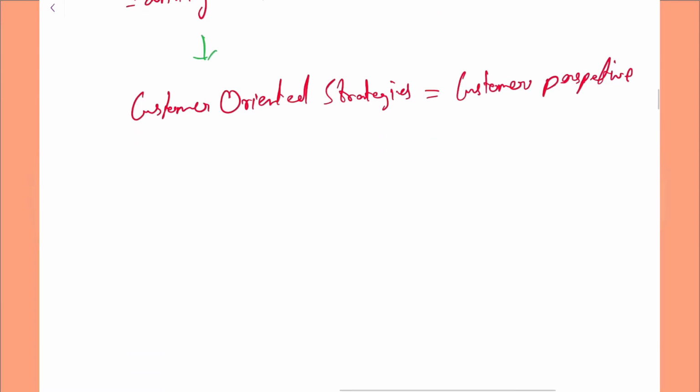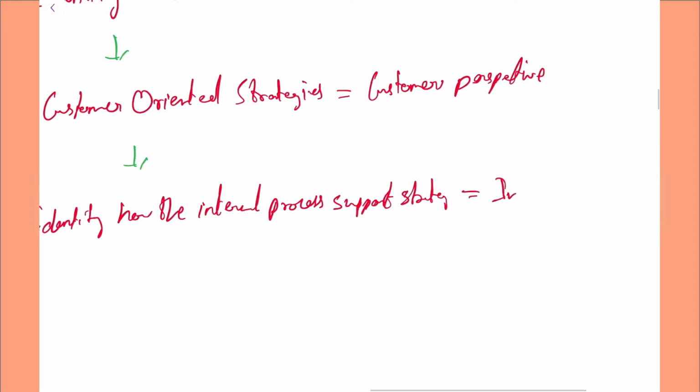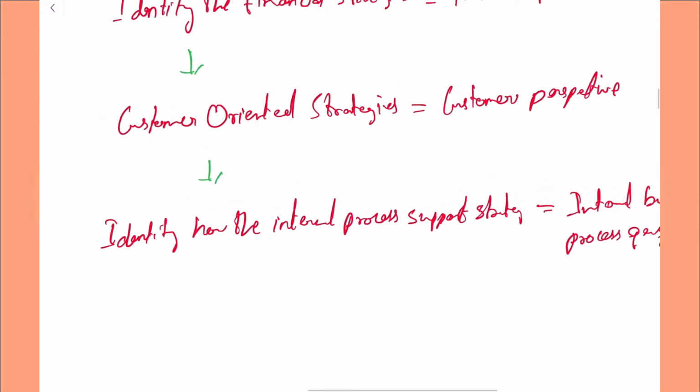And then we move on to the next step. And what exactly would the next step be? In the next step, we identify how the internal processes of an organization support the strategy. And which perspective is this? This is basically the internal business process perspective, isn't it? As simple as that. Okay, folks. So that is the second last step, I would say.